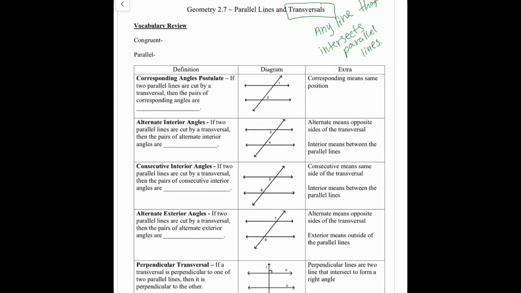Congruent, we are hoping that you know what congruent is. Congruent is the equal measures. So if two angles are congruent, they have the same angle measure. If two segments are congruent, they have the same segment measure, the same distance. And lastly, parallel lines, they have the same slope. And because they have the same slope, that means they never intersect.